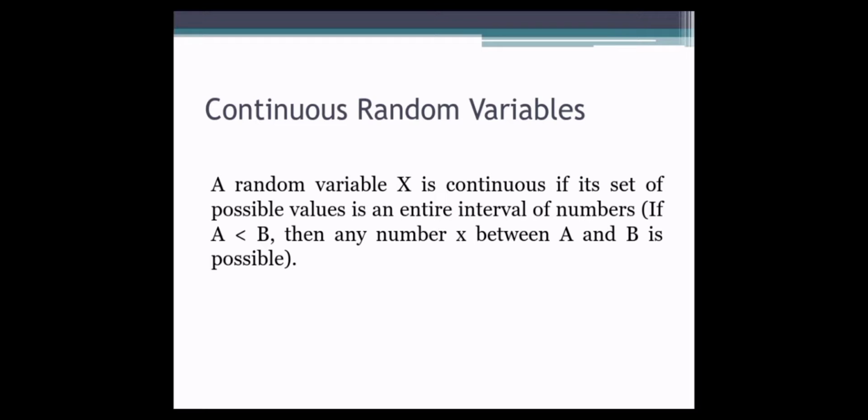Continuous random variables are random variables. X is continuous if its set of possible values is an entire interval of numbers. If A is less than B, then any number x between A and B is possible. So the possible outcomes lie in a set which is, formally in real analysis, continuous, which can be understood in the intuitive sense of having no gaps. So X is technically a function, mostly ignored for practical purposes outside of the formal field of measure theory.